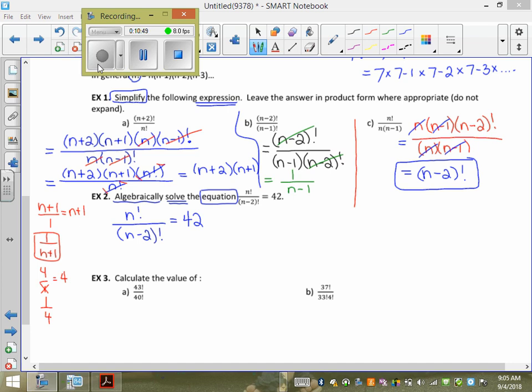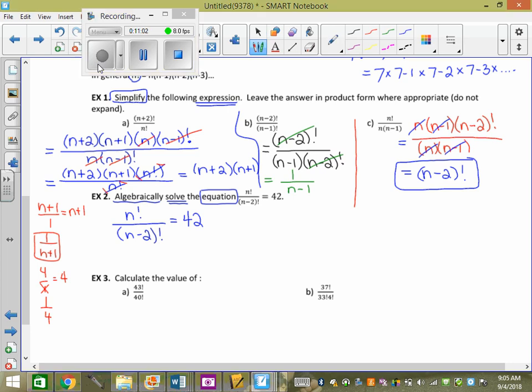Okay? So, we're going to do what we did before. Which one's bigger, n factorial or n minus 2 factorial? N factorial. So we're going to expand it. N factorial expands to n times n minus 1 times n minus 2. Would I keep going? No, I can put factorial because they match now. Equals 42.